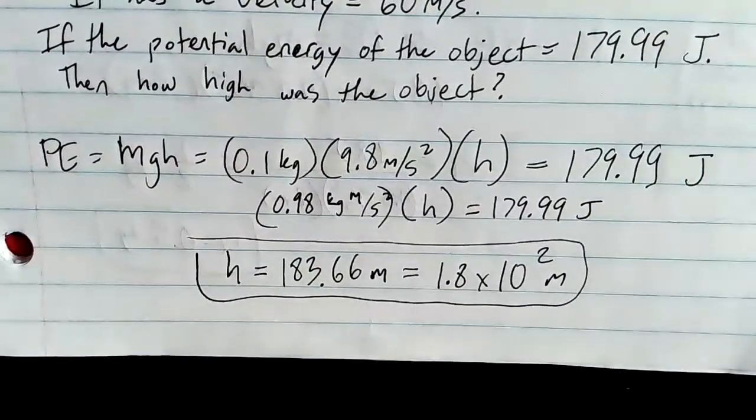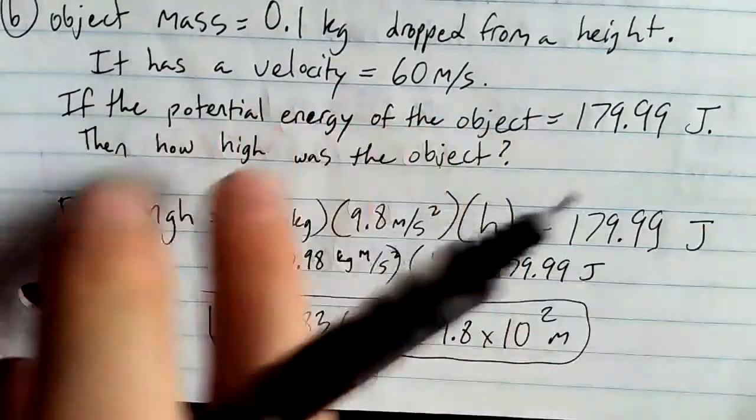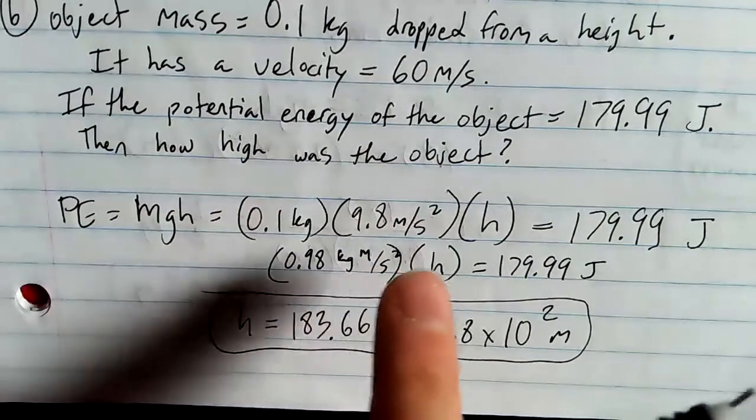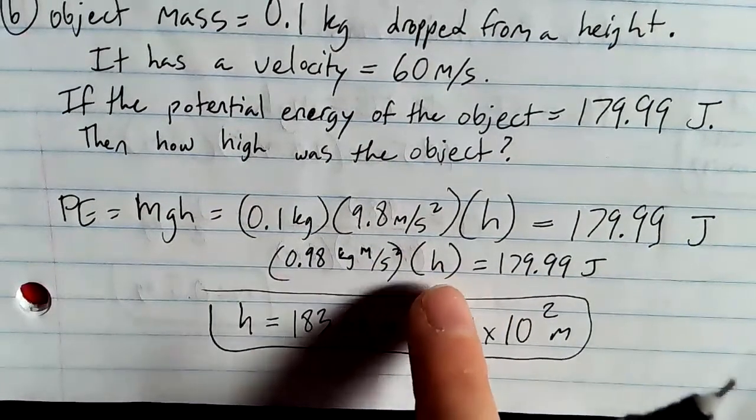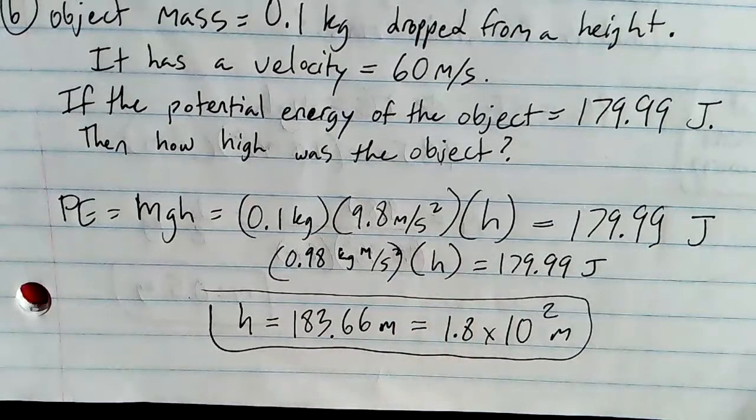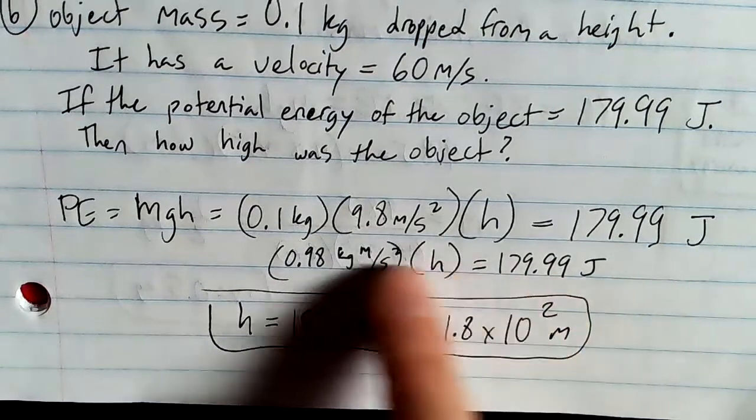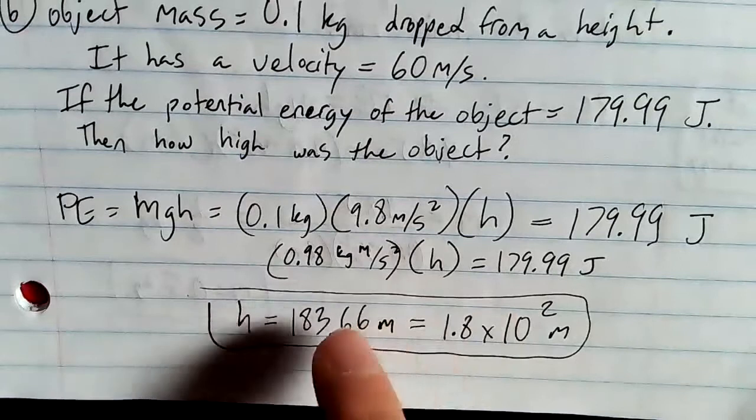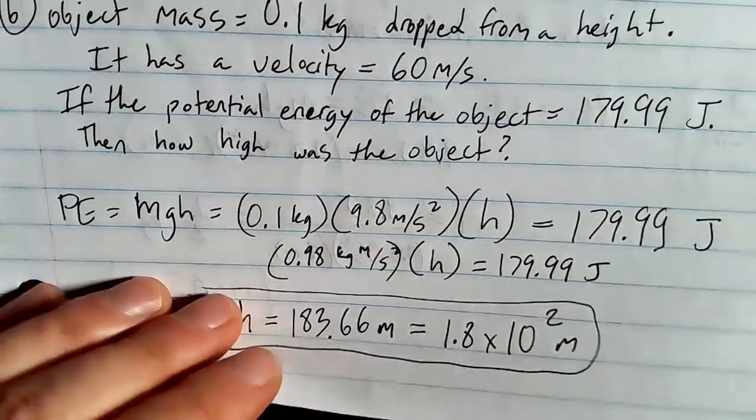So as long as you keep track of the numbers and variables and you're able to plug it in and solve for the number you're looking for, that's all you really need to do. And just be careful with your calculator. 179.99 divided by 0.98. And just keep all of your numbers and double check before you input your answer.